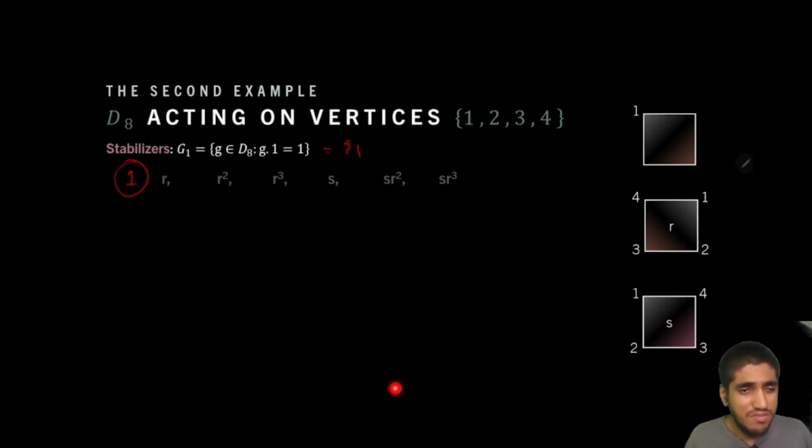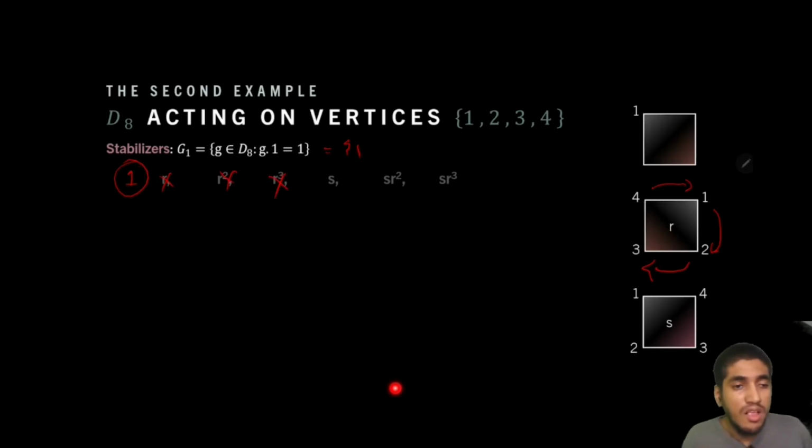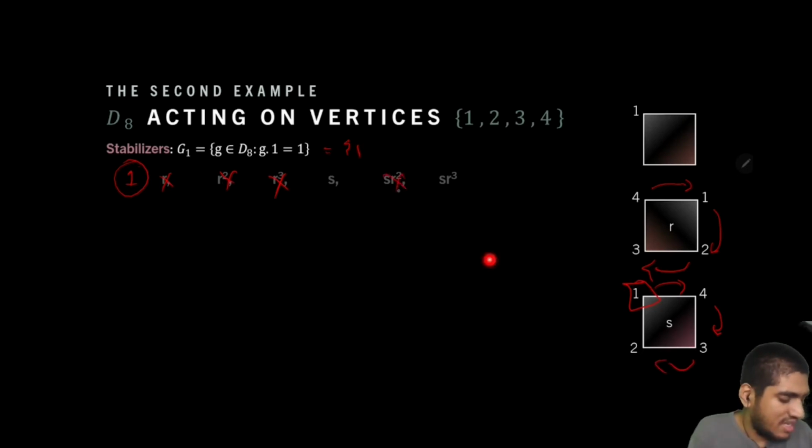What about rotation? No, 1 moves to the position of 2. So R2, R3 will get out of the list. Now what about S? Yes, 1 is fixed. Then SR, SR square, SR cube? No, 1 is running all around in those cases. That's right. It's just 1 and S.